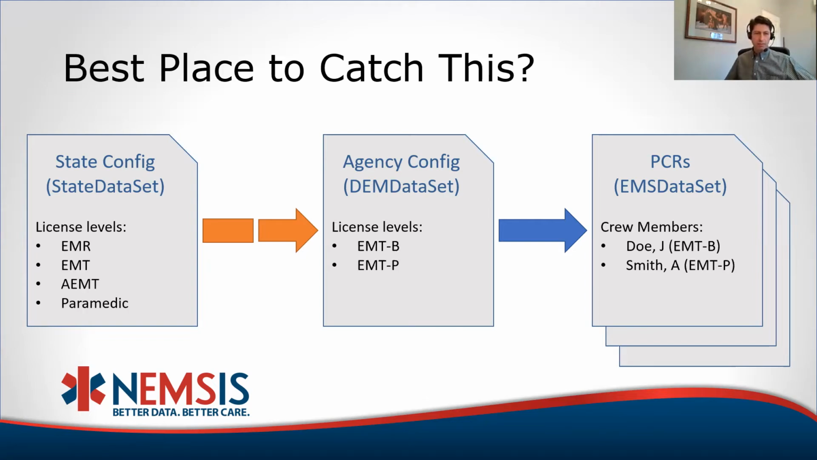Or in this example, your state recognizes certain license levels. Maybe it's all the 2009 levels. The agency is setting up a bunch of their personnel with EMT basic or EMT paramedic levels. So then when they submit patient care reports, they've got crew members going on calls at those basic or EMTP levels that are not the levels that your state actually licenses. Again, a sprinkling of bad data among lots of good data in the PCRs. It's easier to catch it in their demographic data, where they give you their personnel list and tell you what levels their people are licensed at.